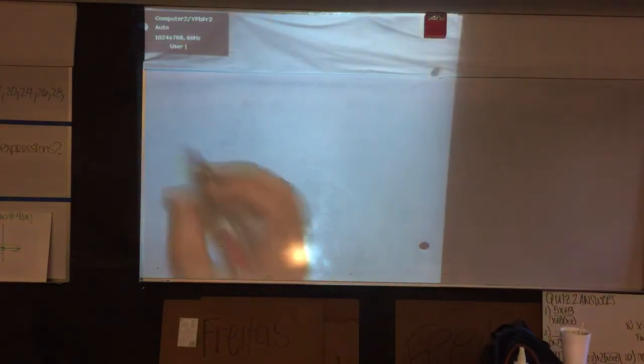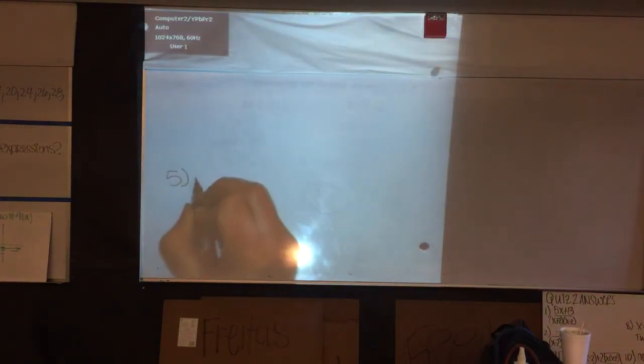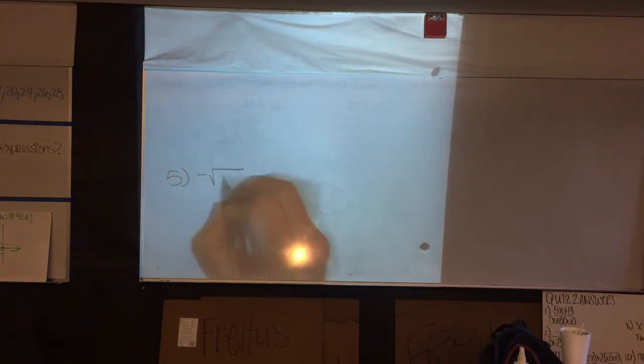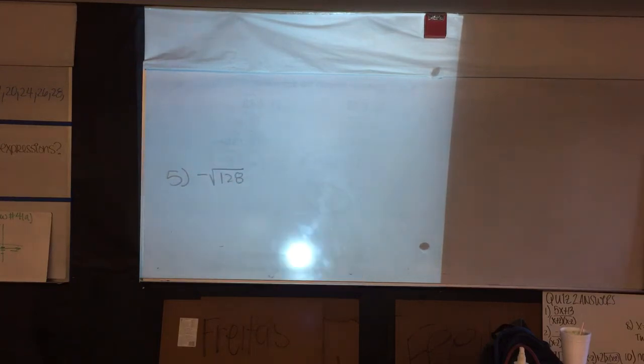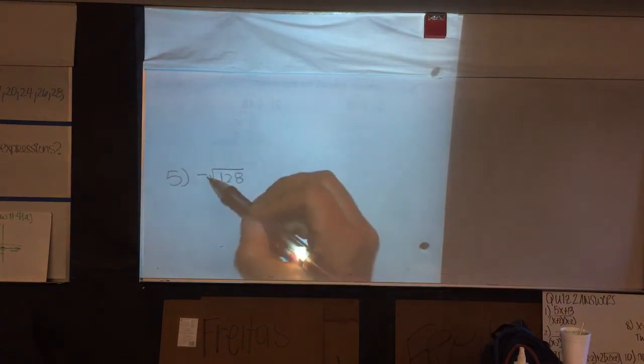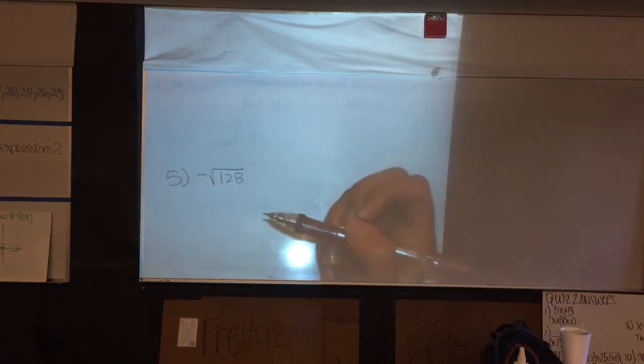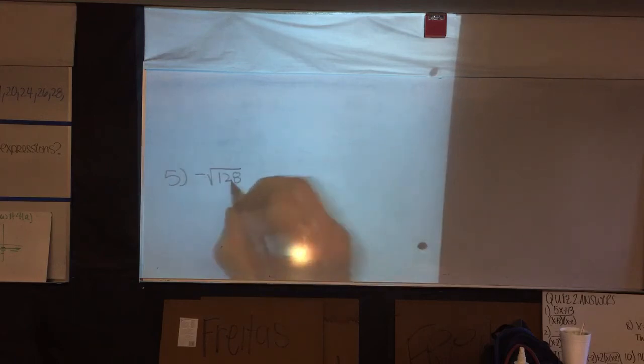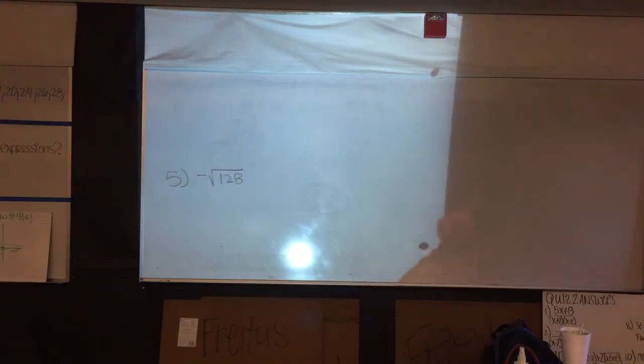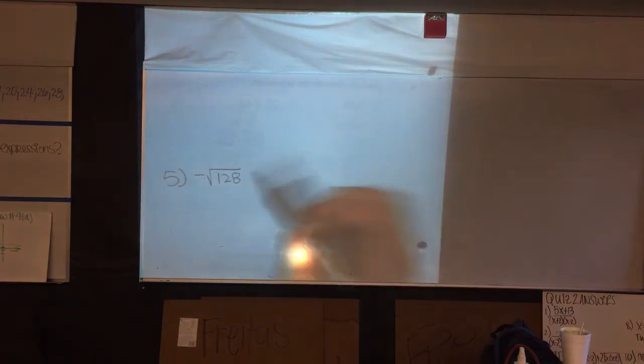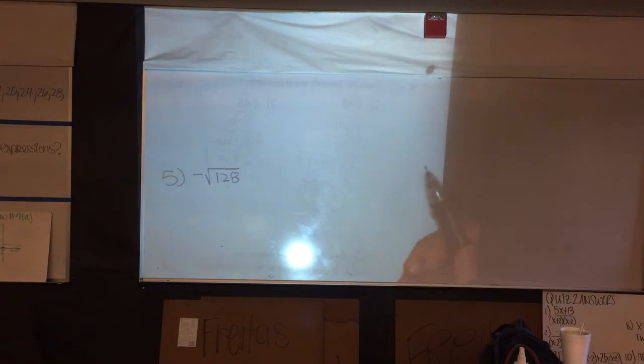Okay, so number 5 was the negative square root of 128. And some of you are going to say, oh, but you said we cannot square root a negative. On this one, the negative is on the outside. So a negative on the outside is okay. It's not on the inside. So it's going to produce a real value. Now this one is a little bit harder to see. It's not a number I'm super familiar with.